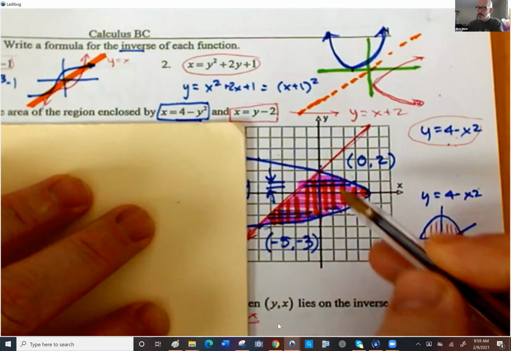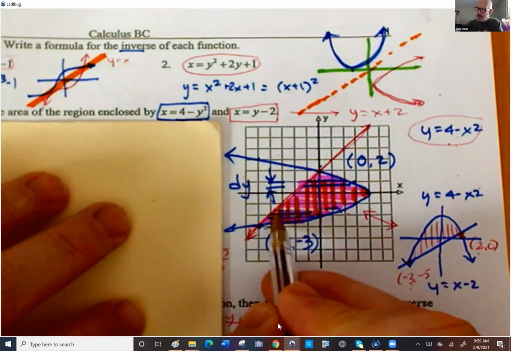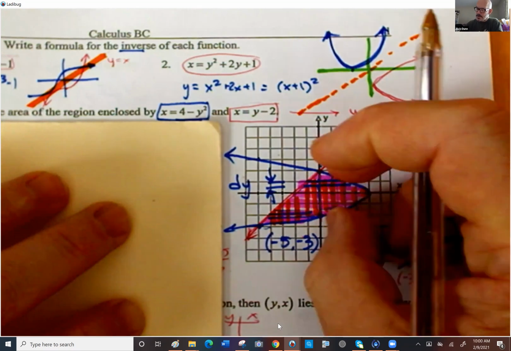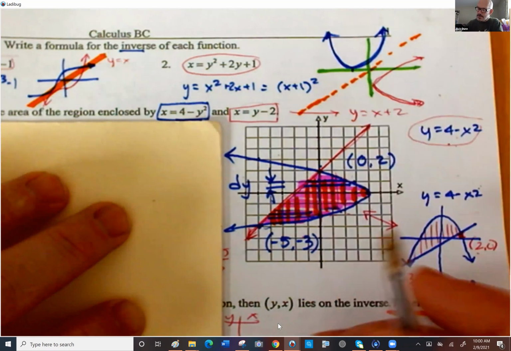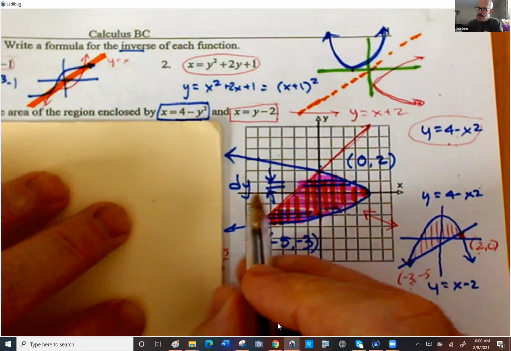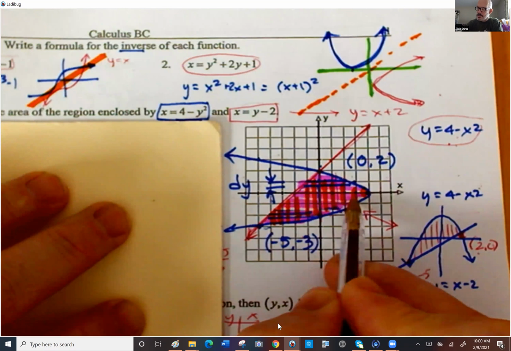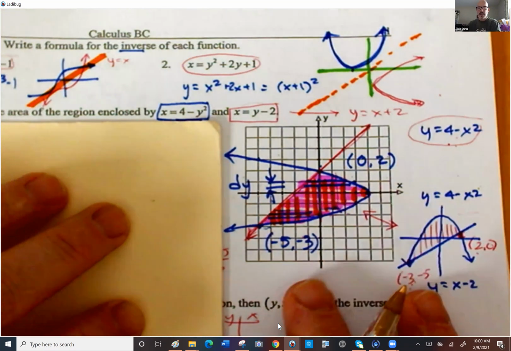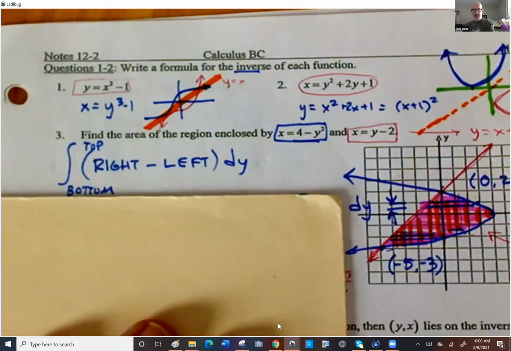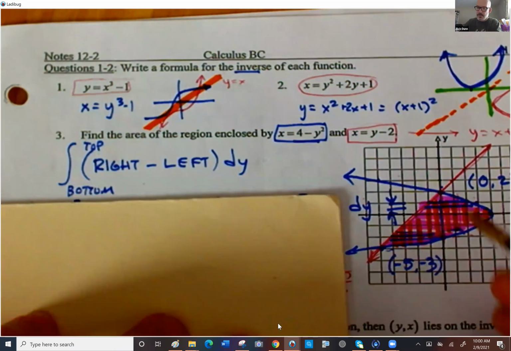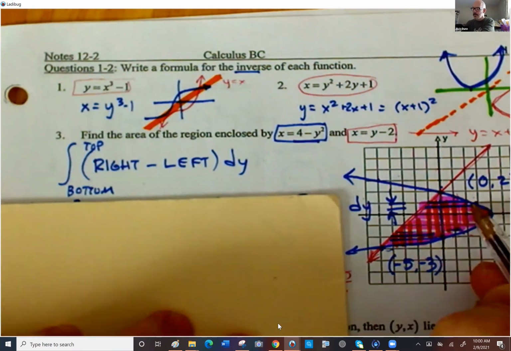But if you think about this, why not go ahead and cut it in this direction? Rather than making a bunch of rectangles that were a top minus bottom and adding all those up to get the area, let's cut our rectangles this way. In other words, rather than a dx, let's do a dy. Add up all of these rectangles. As a result, we need to look at this as not a top minus bottom, but a right minus left. Let's take this right function and subtract the left function. That'll give me the length of this rectangle.